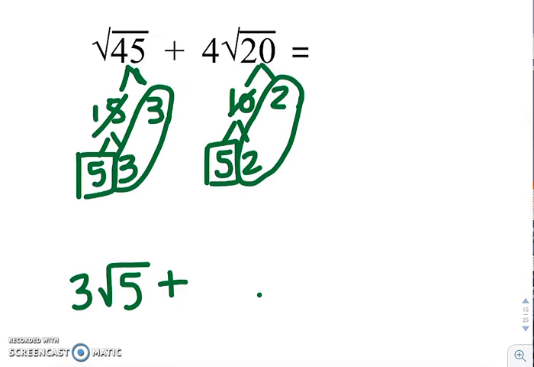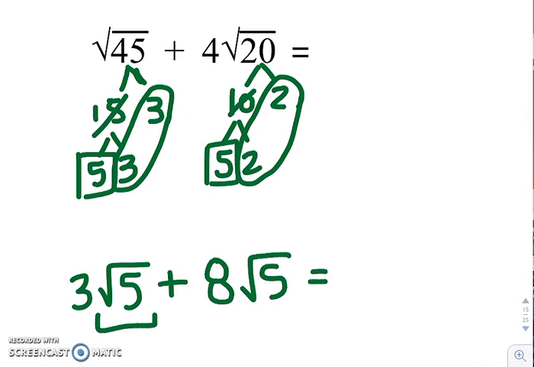So that 2 is going to come out, but don't forget the 4 that was already there. So 4 times 2 is 8 square root 5. Now we have both of them being square root 5s. So how many square root 5s do we have? 3 plus 8, 11.